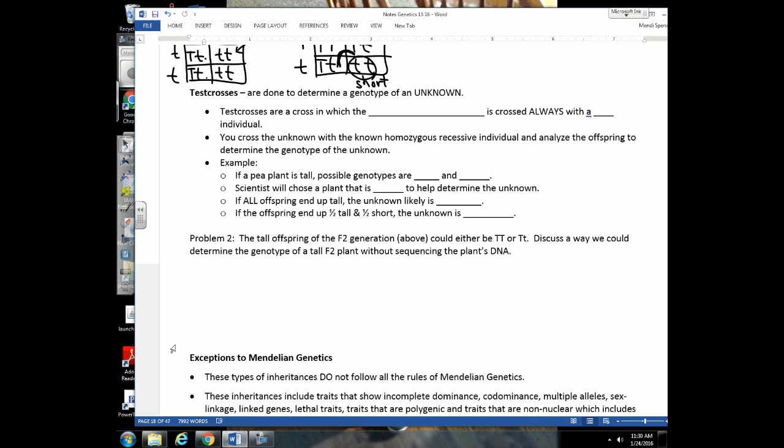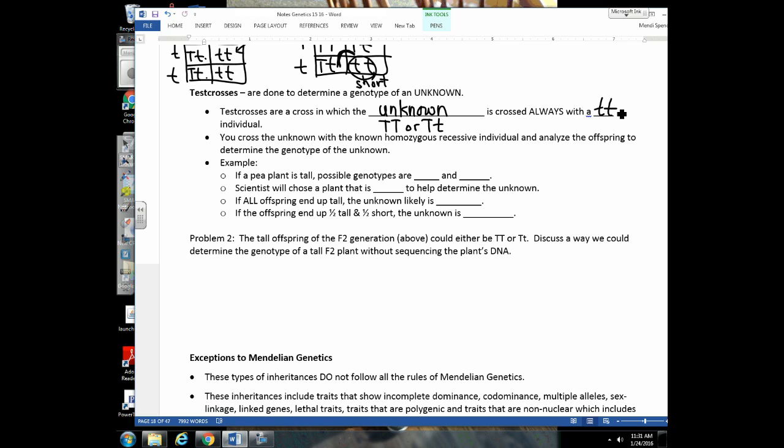Before we go on to the other types of inheritances that don't fit the laws of Mendelian genetics, let's take a look at a test cross. If we're doing a test cross, then we have an organism that has an unknown genotype, and we're trying to figure out what that genotype is. When we do a test cross, it is always going to be an unknown. So basically, we don't know if it's big T, big T, or big T, little t. We can tell it's tall, but we can't tell its genotype by looking at it. We take these unknowns and we always cross them with a homozygous recessive individual. That is what a test cross is.